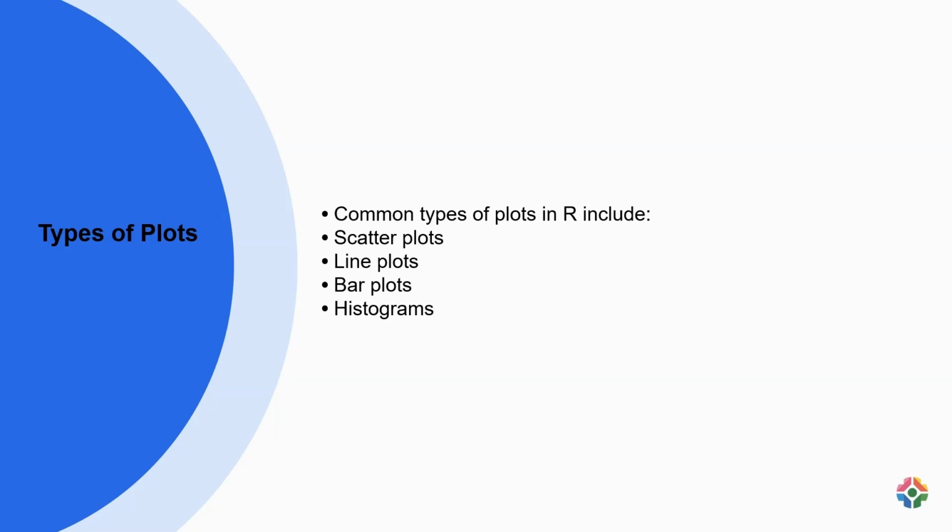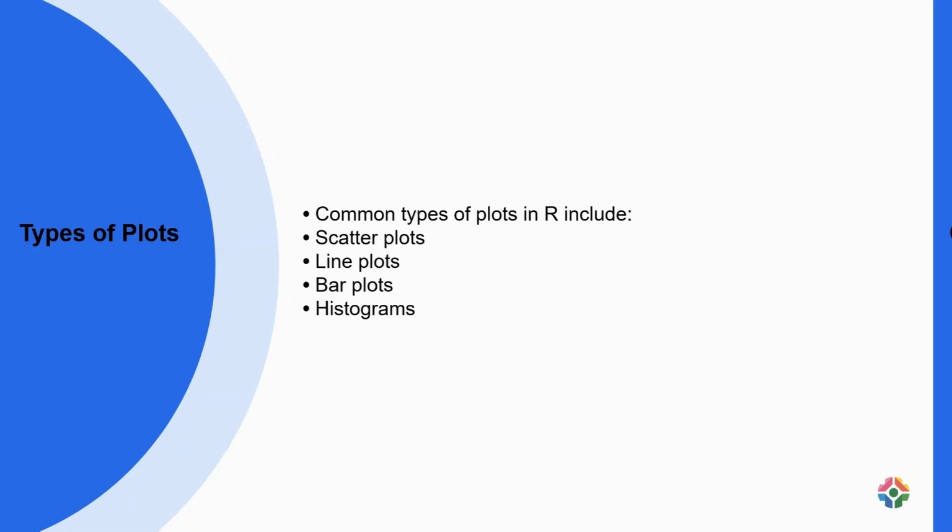For instance, a scatter plot can help explore the correlation between sales and marketing expenditure. On the other hand, a line plot can illustrate temperature variations over the months. Bar plots are handy for comparing sales performance among different regions. Lastly, histograms can reveal the distribution of student scores in a class.